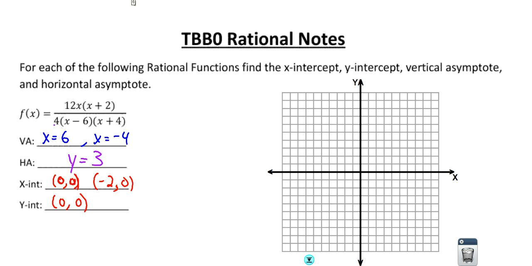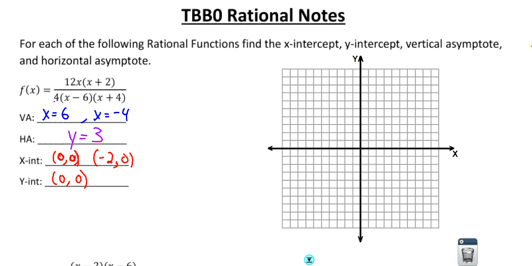Now remember, I told you I use a key, so anytime I do vertical asymptotes, I use yellow. Whenever I do horizontal, I use green. When I do x and y intercepts, I use blue. Okay, so that's where we're going to start. We're going to start by just basically graphing all of the information that we found.